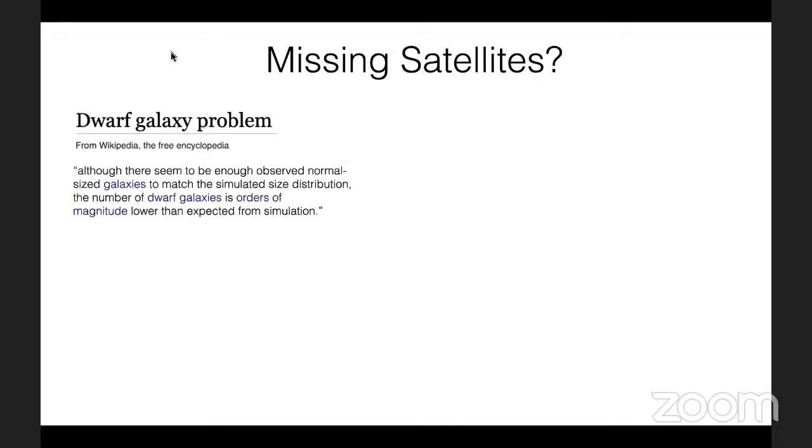Okay, so if you've followed this field at all, you've probably heard about the missing satellites problem. And I actually recently discovered it's on Wikipedia. So there's a dwarf galaxy problem, according to Wikipedia. And Wikipedia claims that the dwarf galaxy problem is that there seem to be enough normal-sized galaxies to match the predictions of cold dark matter simulations, but the number of these dwarf galaxies that I'm talking about is orders of magnitude lower than we predict. So that's what Wikipedia says.